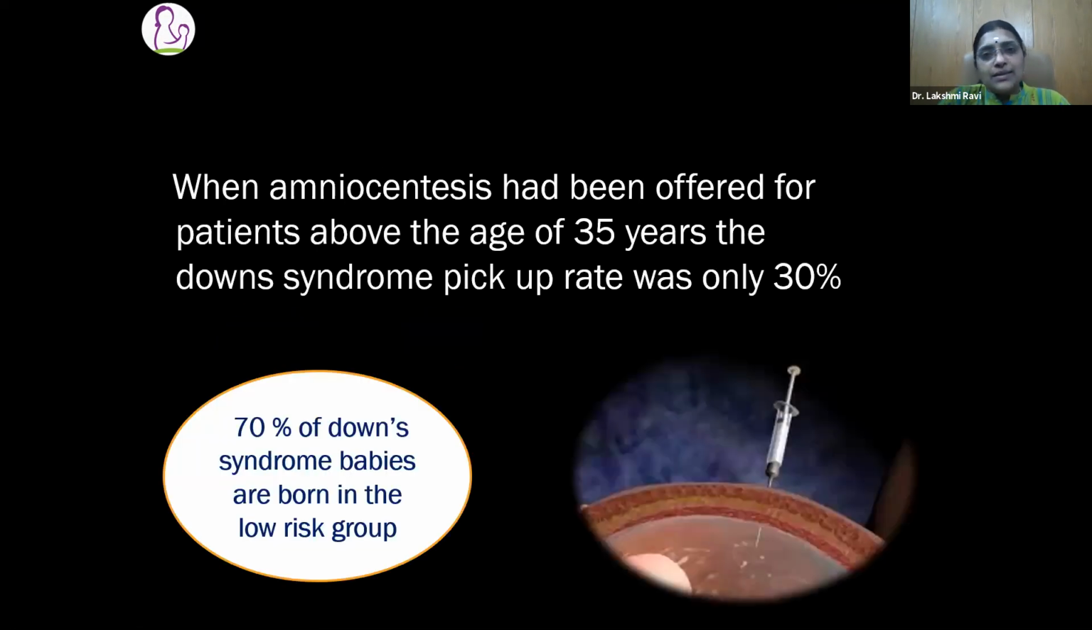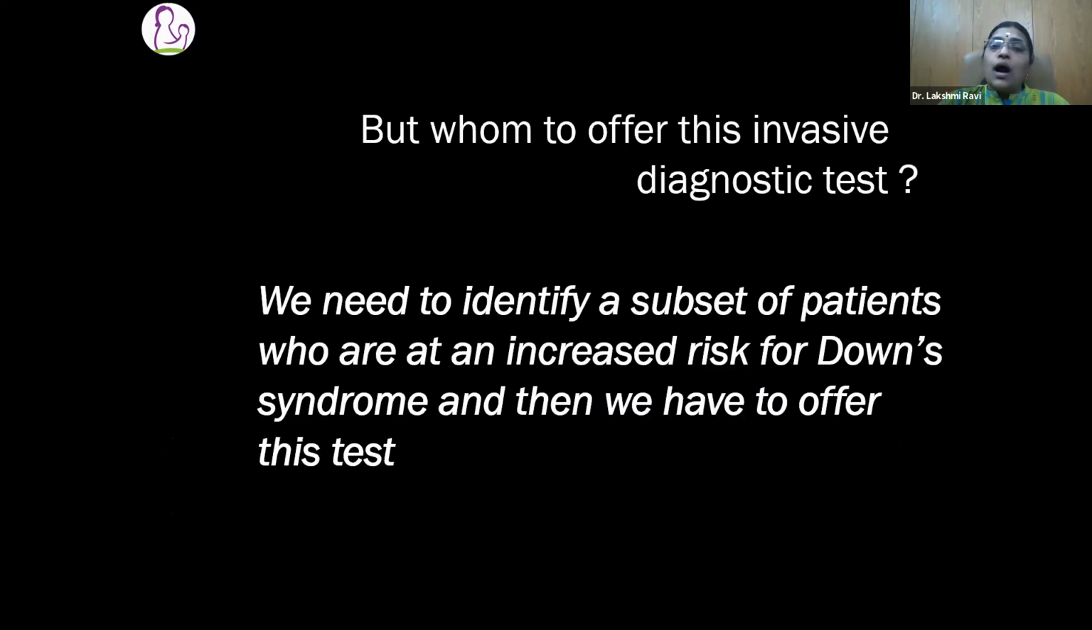Now, if the absolute, 100% diagnostic test is only an amniocentesis, then whom do we offer this test to is the next question. If you offer this amniocentesis to patients above the age of 35 years, then the Down syndrome pickup rate is only 30%. So 70% of Down syndrome babies were born in the low risk group. So what is the need of the hour? And whom should we offer this invasive diagnostic test?